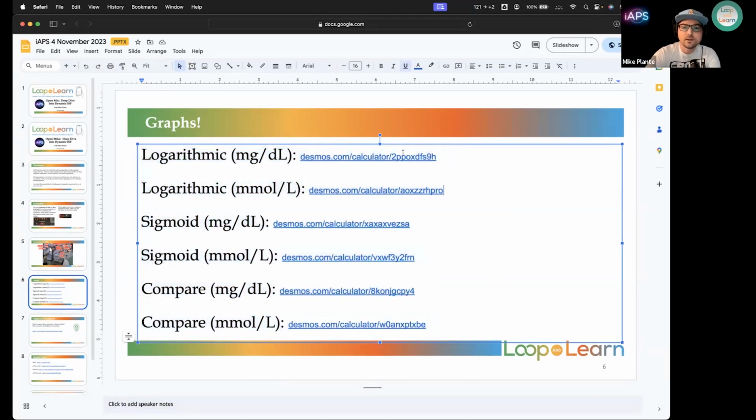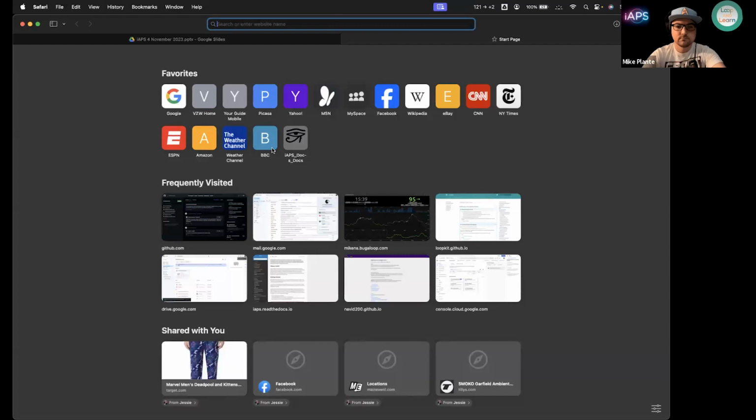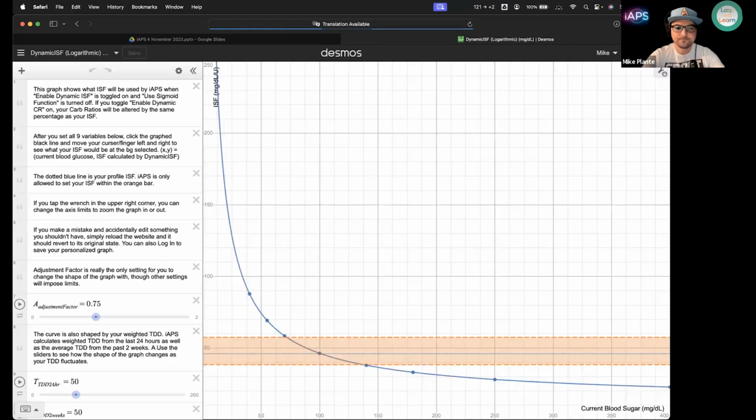All right. So each graph, there's three different graphs in here. One of them for logarithmic, one for sigmoid, and one that has multiple graphs all just overlaid on top of each other. That way, if you wanted to compare different settings and have both graphs on the same screen at the same time, you can do that. I've also split it into whether you use milligrams per deciliter or millimoles per liter. So just click on whichever one you use. So I use milligrams. All right, so here's our graph.